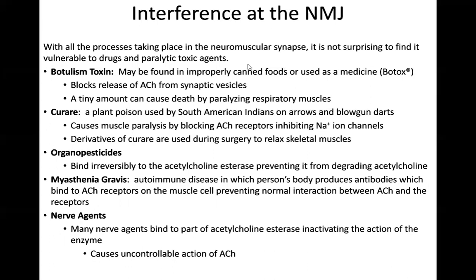It can be very dangerous if you expose your respiratory muscles like the diaphragm to this botulism toxin, because it can cause you to stop breathing, because you can't breathe without muscular contractions. Curare is a plant poison used by South American Indians on arrows and blowgun darts. It causes muscle paralysis, not because you can't release acetylcholine, but because it blocks the receptors for that acetylcholine, inhibiting sodium ion channels, which means the same thing, the muscles can't become excited and thus can't contract. The cool thing is that in medicine we use derivatives of curare during surgery to relax skeletal muscles.